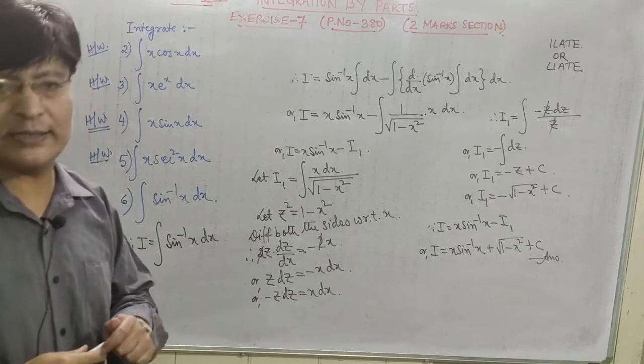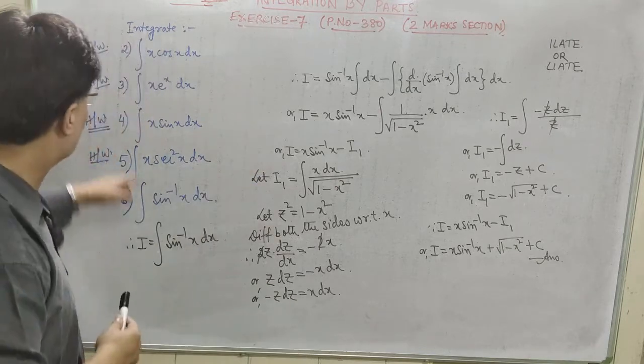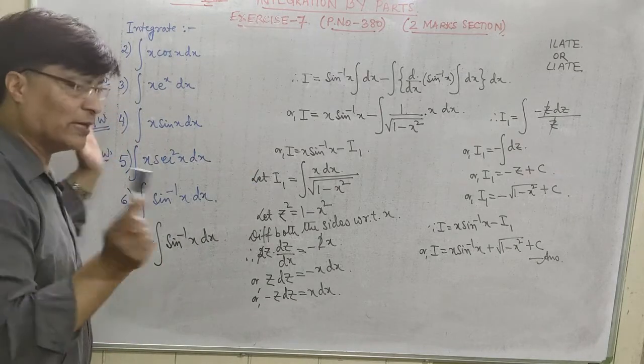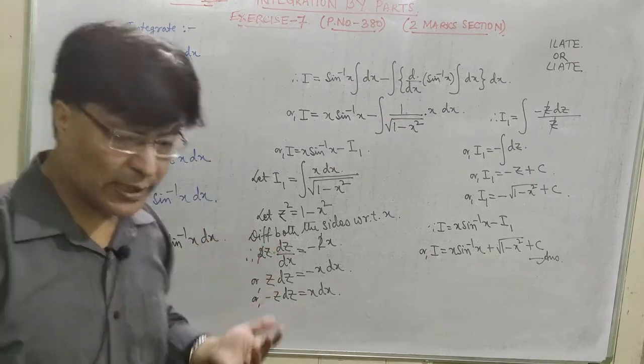So I think you have understood it. So you can copy it. So these are your homework number 2, 3, 4, 5. You can do it at home. Okay. So let's do the next question now.